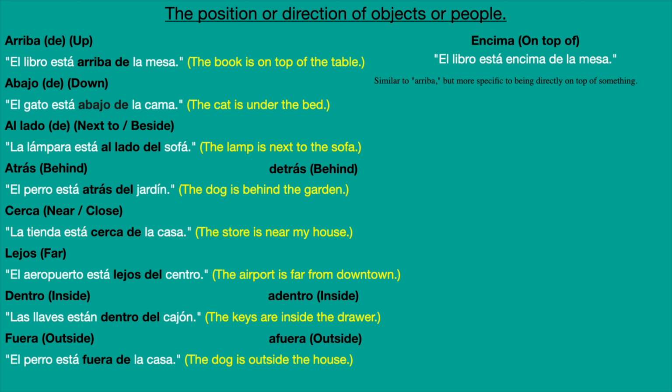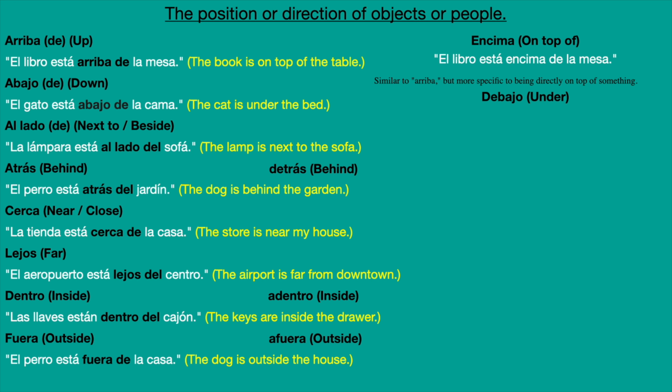The same happened with adentro, dentro y adentro. It's just to be more specific about something, right? So in that case, with encima, you are referring that it's on top of something, and it's de la mesa.